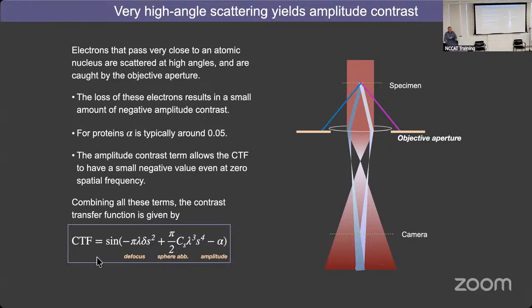So if I combine everything that I've just talked about, then we have the defocus term, we have the spherical aberration term, and then we have a little amplitude term. This amplitude is like 5 or 10% of the size of the defocus contrast.